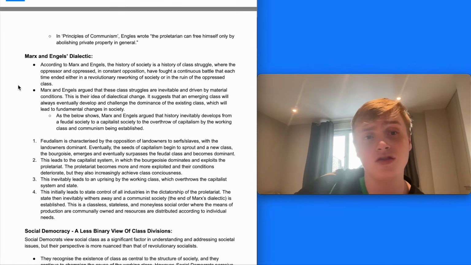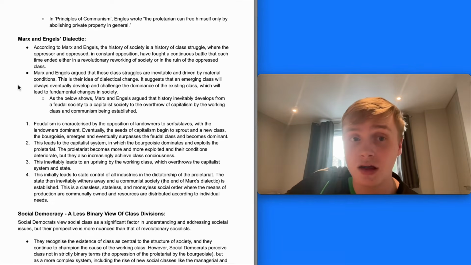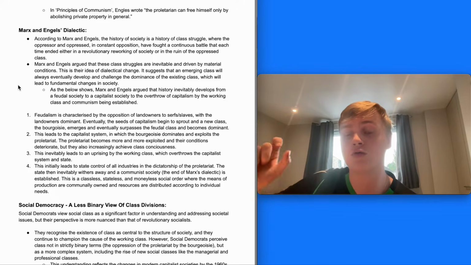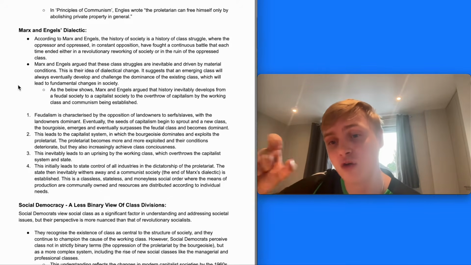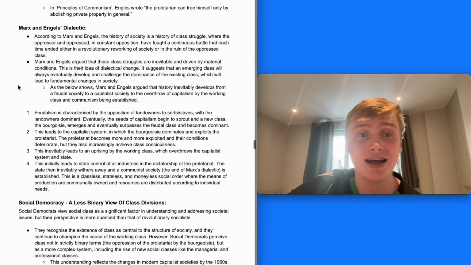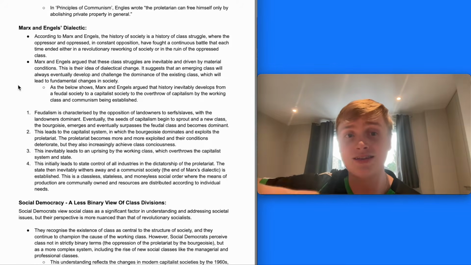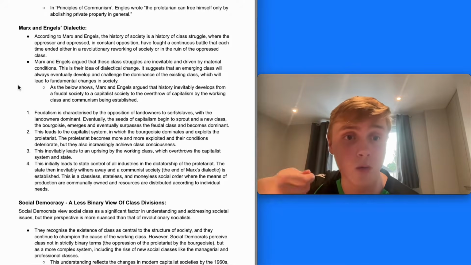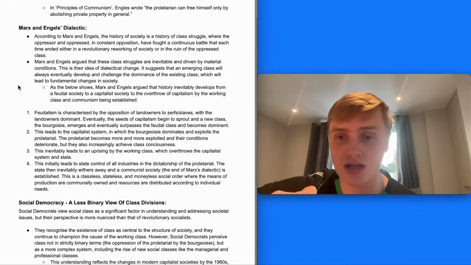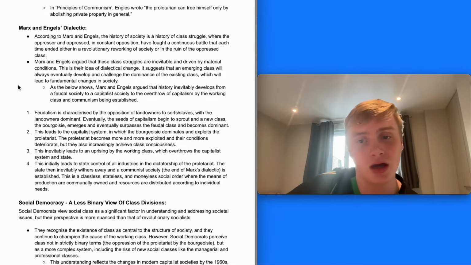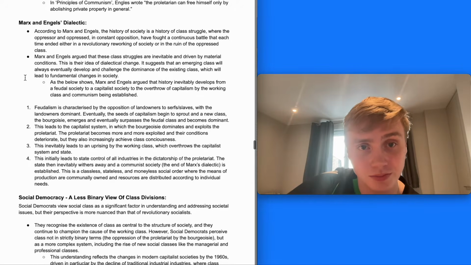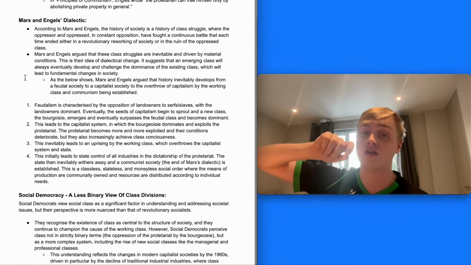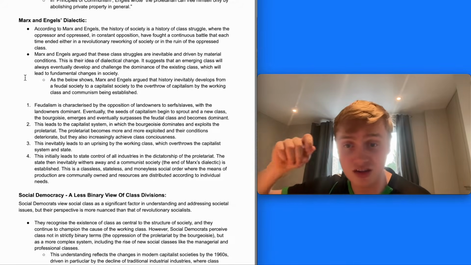Also really important to understanding the revolutionary socialist view of class is Marx and Engels' dialectic, which is this view of historical materialism. And that's this view that they see society as a history of class struggle, where the oppressed and oppressor are in constant opposition, and they fight a continuous battle until ultimately the oppressed overcomes the oppressor and there's a new form of society. And they believe that these class struggles are inevitable and driven by material conditions.